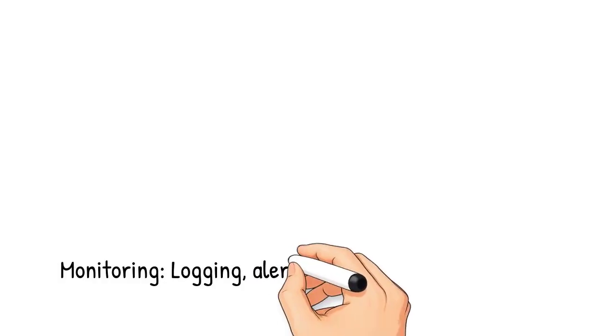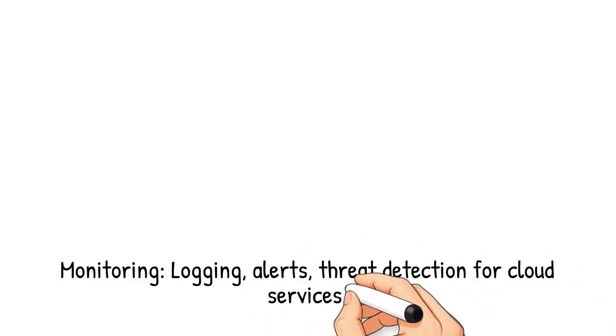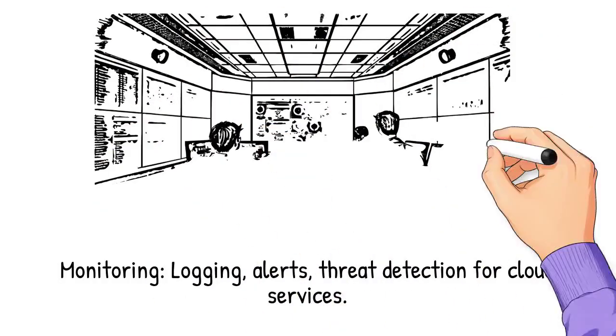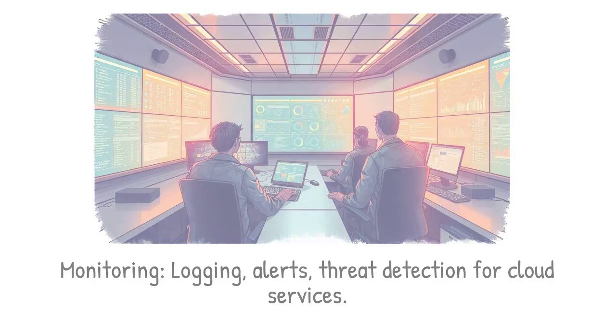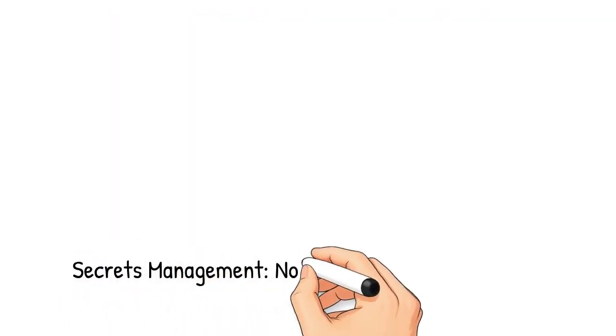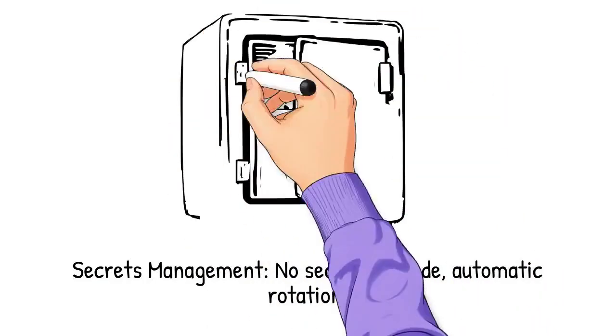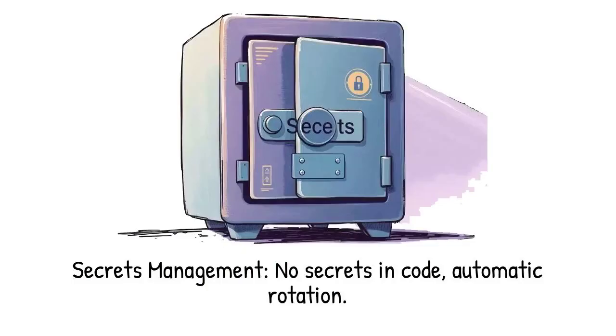Monitoring and detection: logging enabled for all services. Logs sent to SIEM. Alerts configured for critical events. Threat detection enabled. IAM activity monitored. Network flows monitored. Secrets management: no secrets in code. Secrets manager or key vault used. Automatic rotation enabled. Access restricted by IAM.